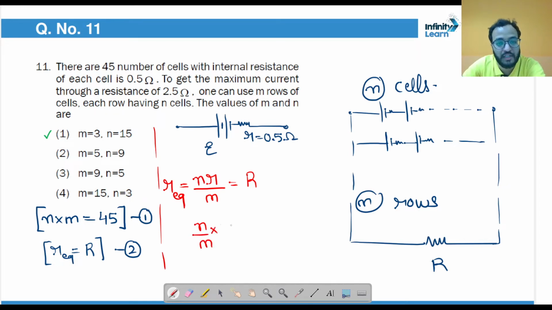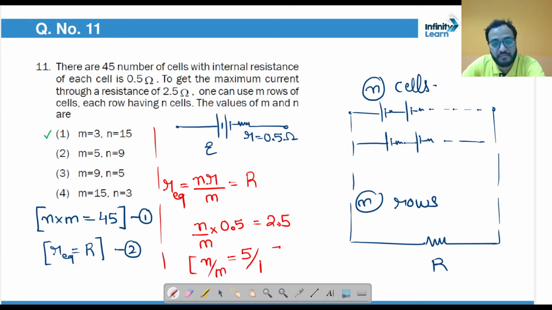So n by m into 0.5 is equal to 2.5. So I can say that n upon m is equal to 5 upon 1. Now using the first and third equation on solving, see n is equal to 5m, you put there, you will get the answer, right? So m will come out to be 3 and n will come out to be 15. That means there will be 3 rows and every row will be containing 15 cells. Okay, got it?